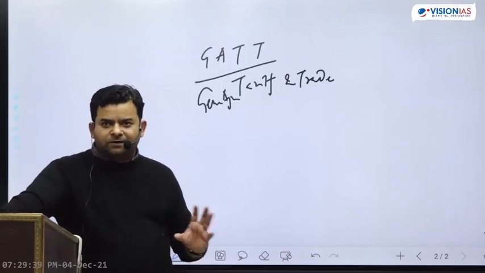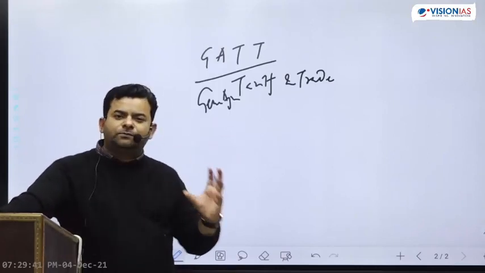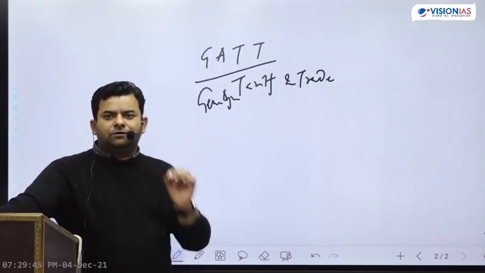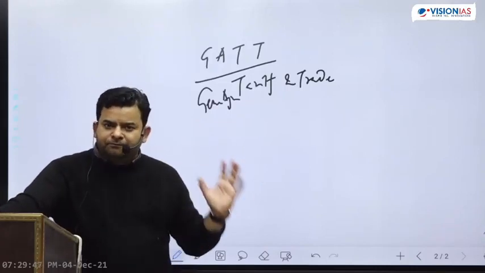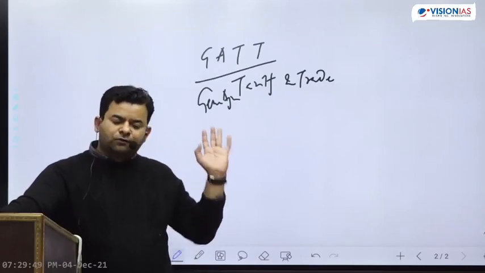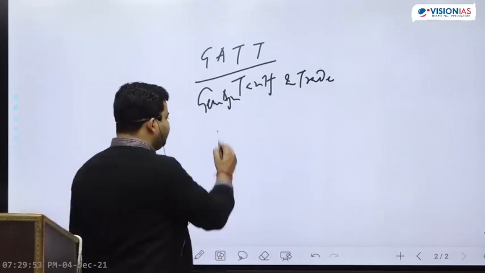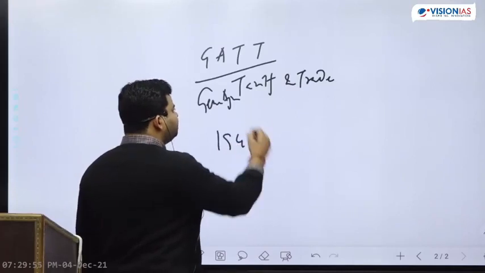No doubt about it. In Bretton Woods, we wanted to make a body called the ITO, International Trade Organization. We could not develop consensus. We said, okay, fine, we will sit again and again. And finally, in 1948, we could develop some consensus.